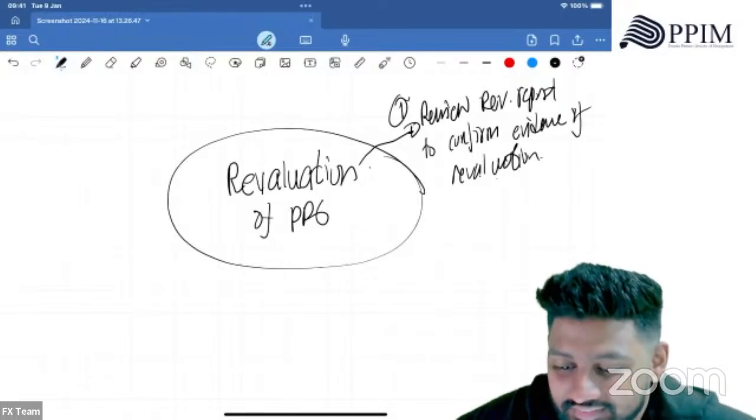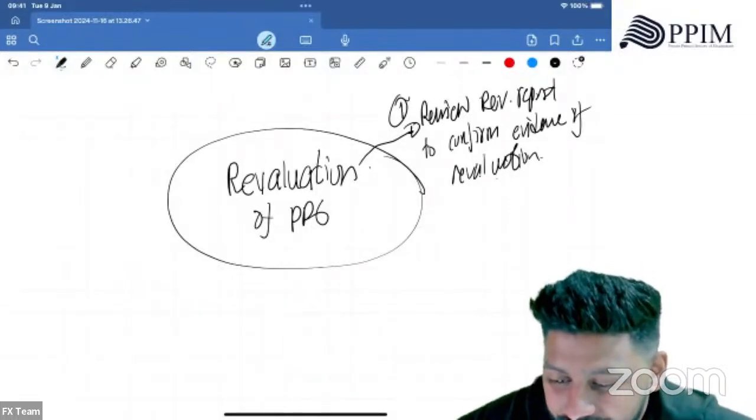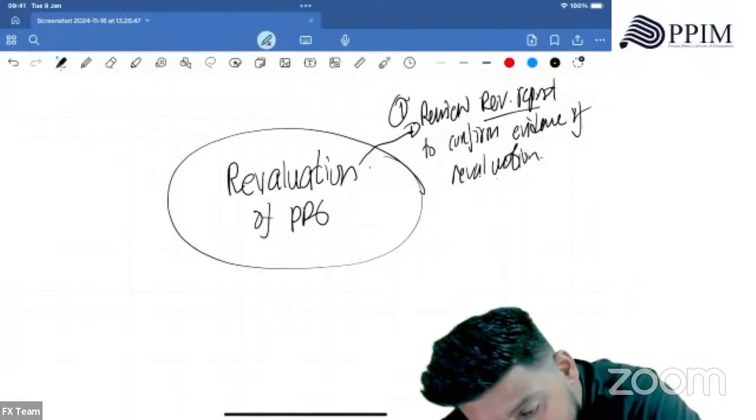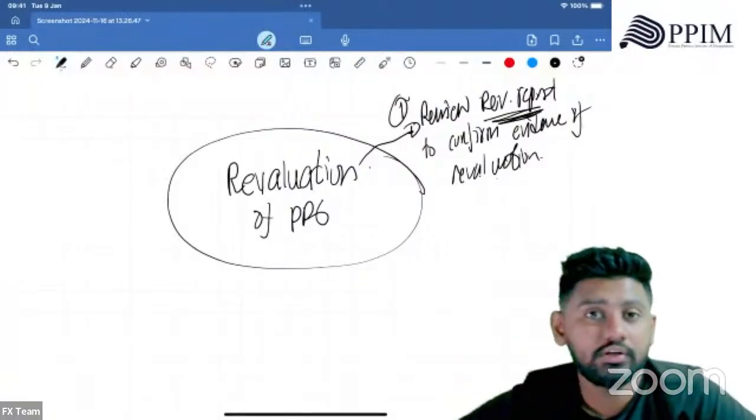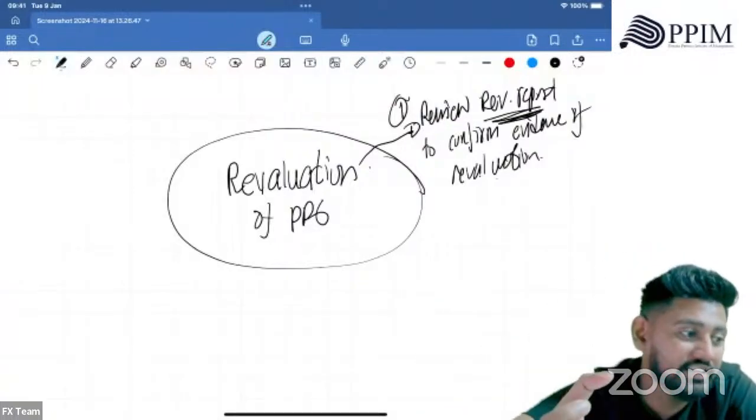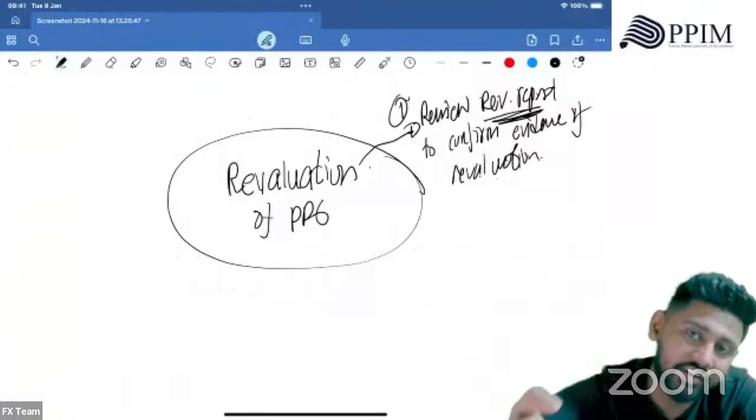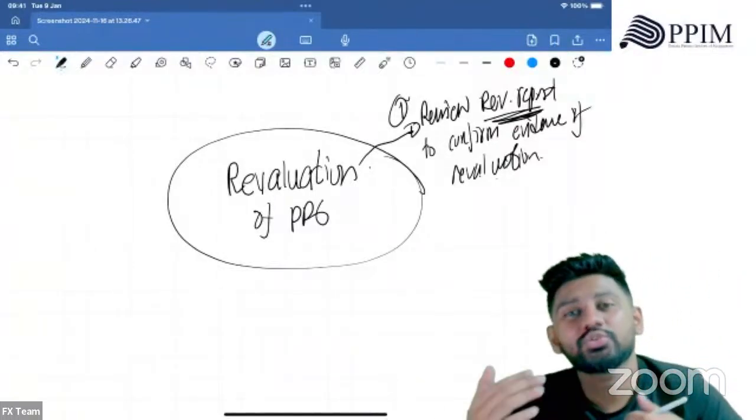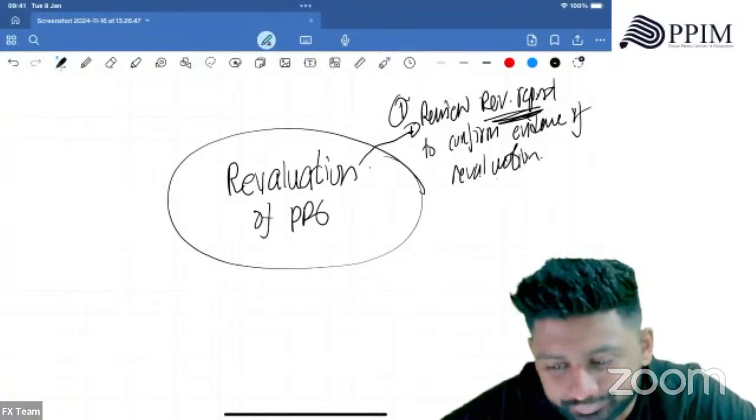Are we clear? What are you looking at? You're looking at the report. When you're looking at the report, you have some sort of evidence. That is coming from an external party, so it's very, very reliable.